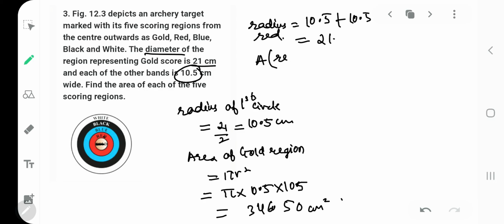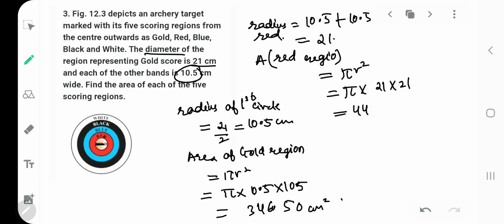So area of red region will be again pi r square. So that will be pi, I'll keep it. This time radius I'll take 21 into 21. Got my point clear? So 21 into 21, that will be 441 pi.